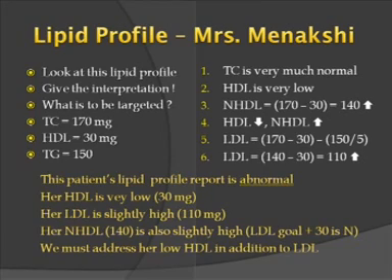NHDL is equal to total cholesterol minus HDL. 170 minus 30 is equal to 140, should not be more than 130, so it is raised. HDL is low and NHDL is high. What is the LDL like? LDL is equal to NHDL minus VLDL. NHDL is 140, VLDL becomes 30 because triglyceride is 150, 1/5 of 150 is equal to 30. 140 minus 30 is 110, so LDL is also slightly raised.